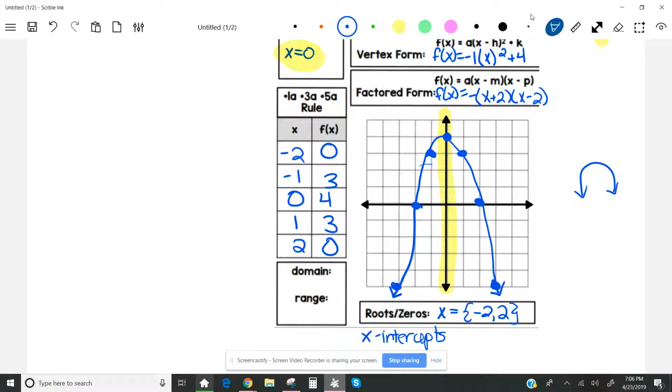Last but not least, we have our domain and range. Our domain is all real numbers for every parabola. It's all real numbers. Our range, however, we need to look at our vertex. So this is at 4. And it's less than 4 because it starts at 4 and it goes down. So everything is below 4. So y is less than or equal to 4. That's our domain and range.